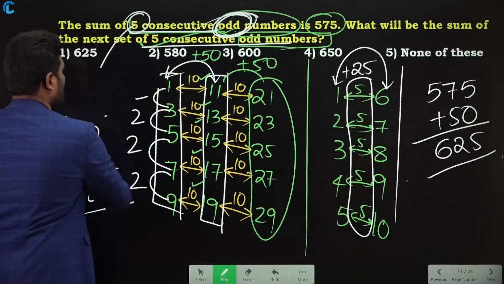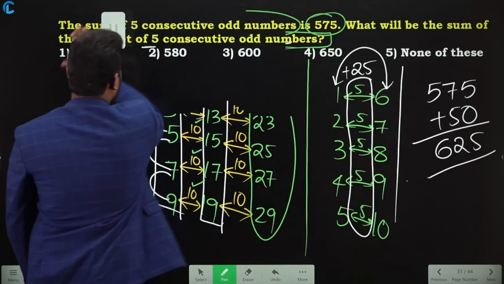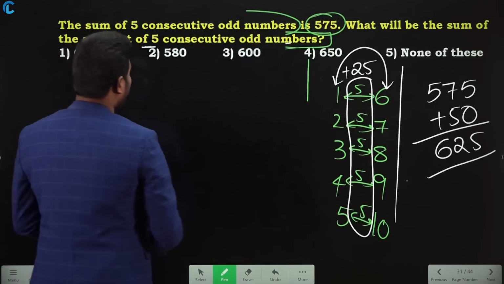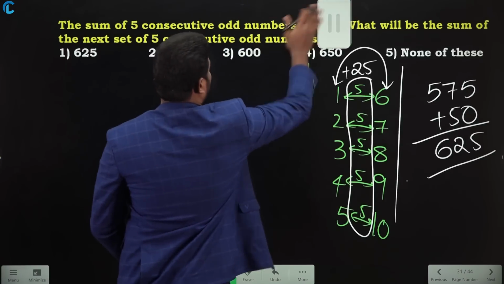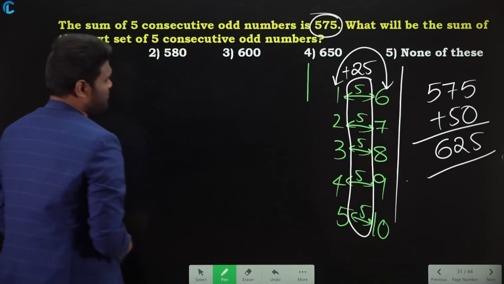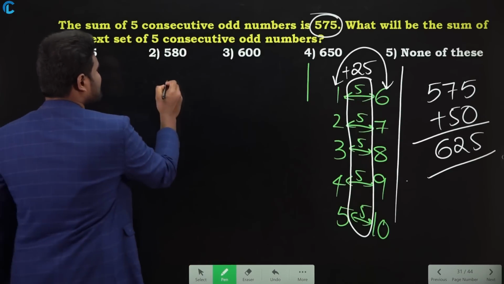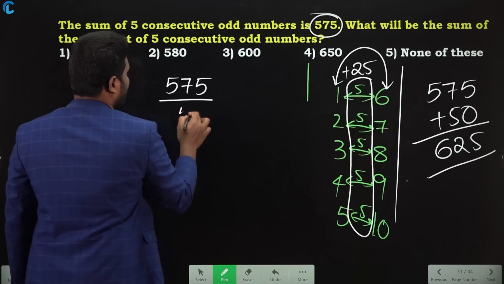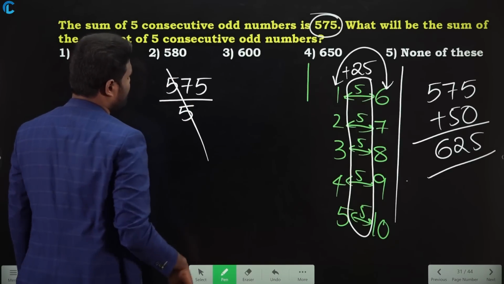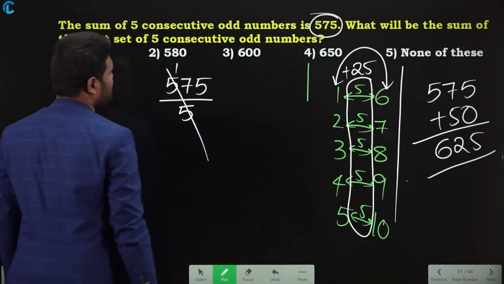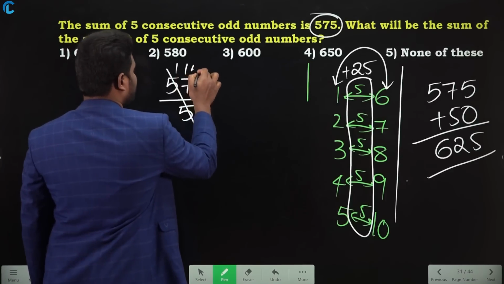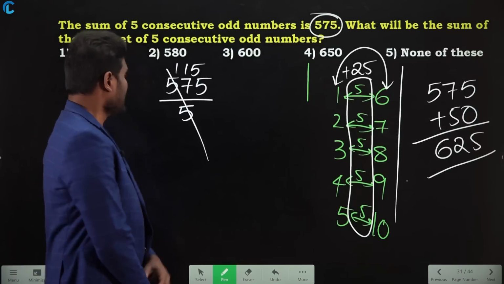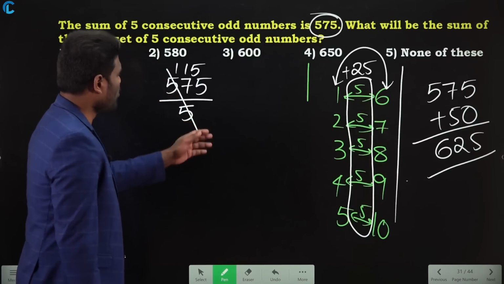Okay, so this is how you can solve whenever you have questions in this way. You do not need to do all this calculation. If you need to do it in a normal way, how do you calculate? The sum is 575. If the sum is 575, what is the average? Average is 575 divided by 5. So 575 divided by 5 means how many times? 5 one time, this will be 5, and 5 15 times is going to be 75. Okay, now the average is 115.